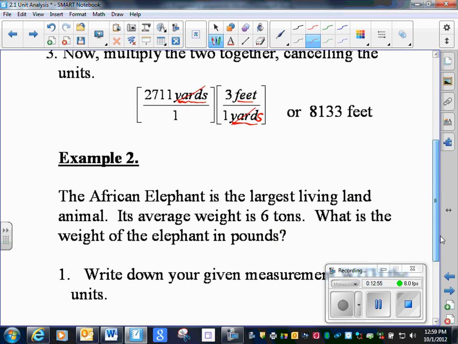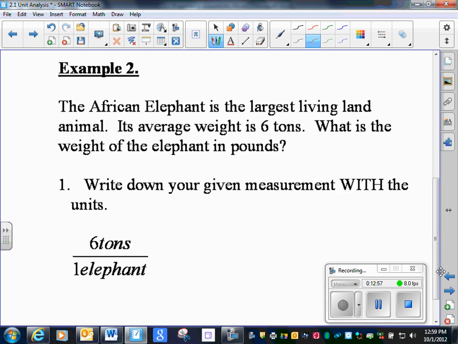Example number 2, African elephant. He's the largest living land animal. He weighs a hefty 6 tons. What's the weight of the elephant in pounds? First step, write down your given measurement. Write down what you know with the units. 6 tons over 1 elephant.